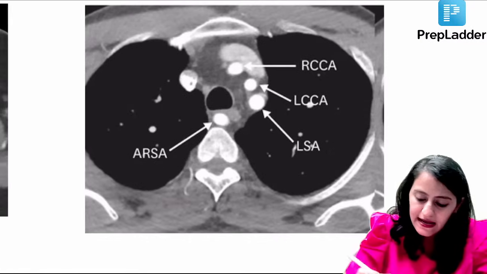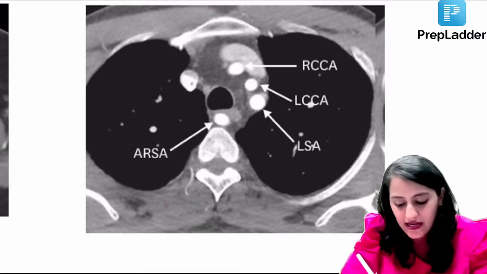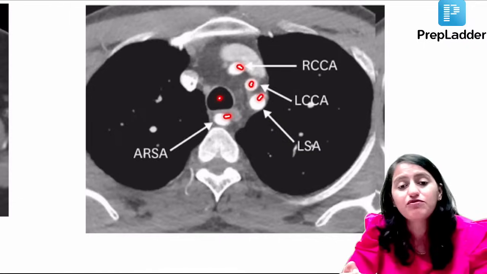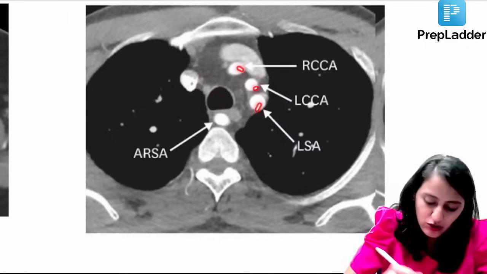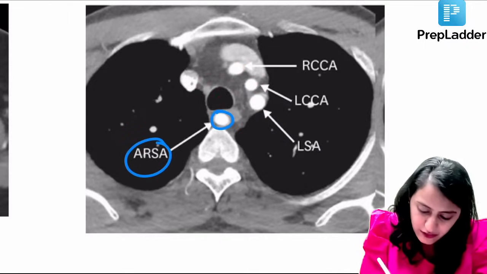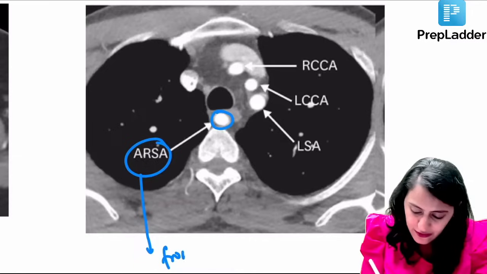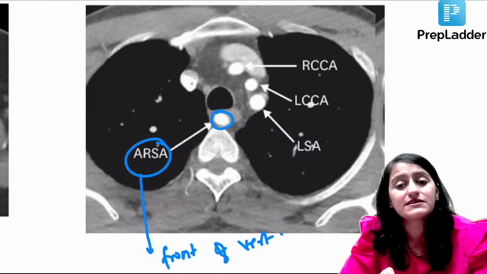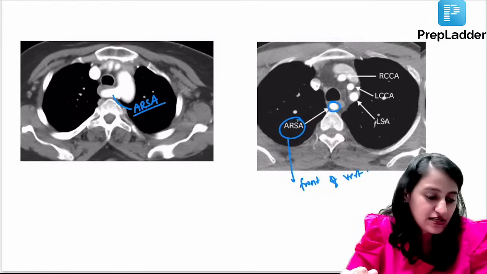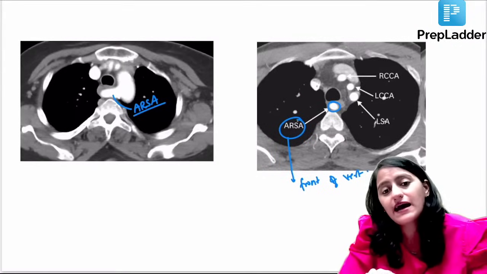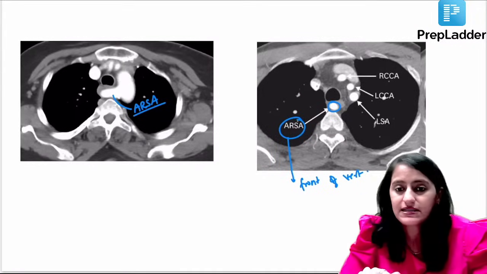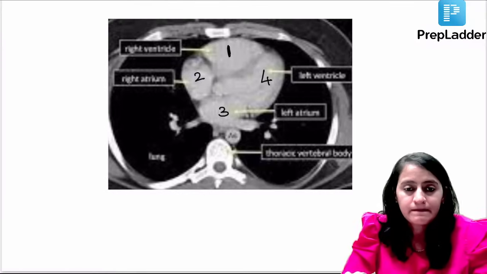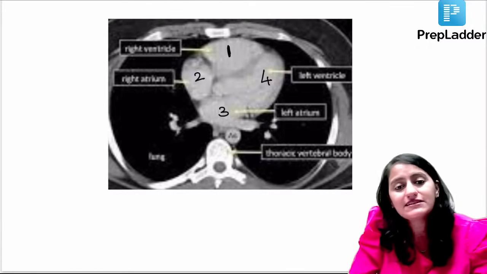Okay, and this is again your another image, trachea, and you can see 4 vessels here. The 4th vessel that you see in front of the vertebra, that is going to be ARSA, aberrant right subclavian artery, which compresses the esophagus, causing dysphagia lusoria. ARSA, aberrant right subclavian artery. Clear with everyone?